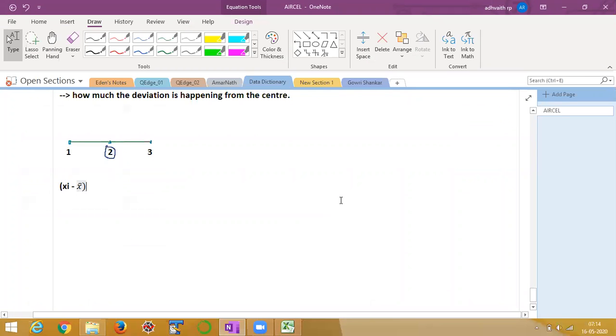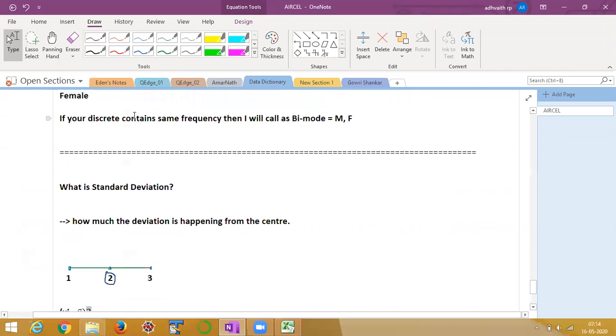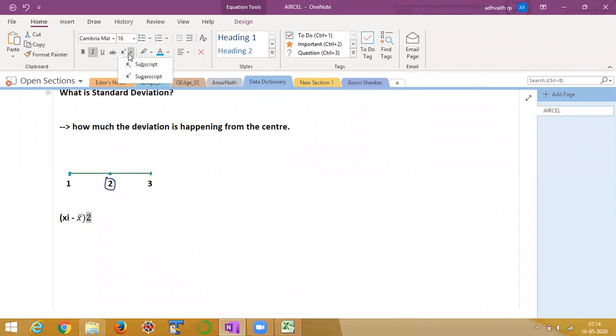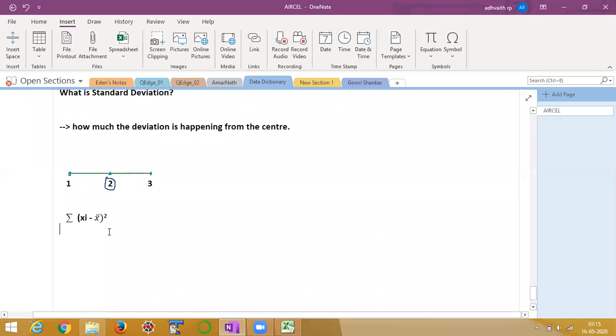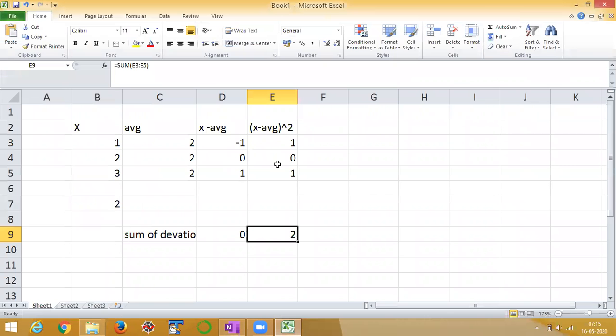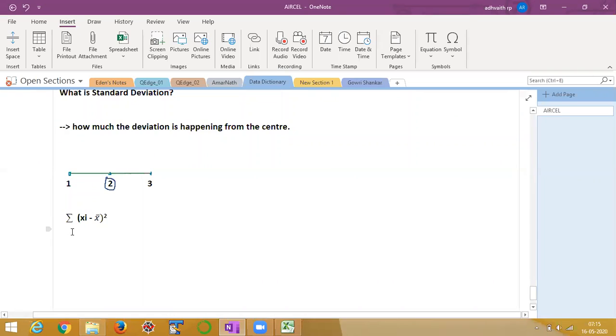So how do you write the square? If you go here, I have an option to put the square. So I made it square here, and this is the summation, because you are adding up all these values now. So I make it summation. This is what we have done. So to calculate the average deviation, I will divide this total by n minus 1.